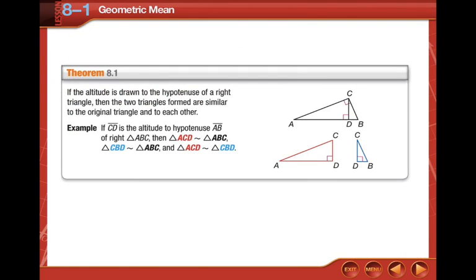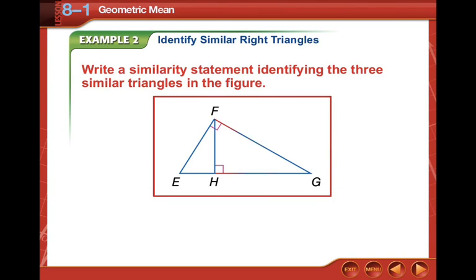The next thing is looking at right triangles. If the altitude is drawn to the hypotenuse of a right triangle, then the two triangles formed are similar to the original triangle and to each other. So let's look at an example with this. Here we have a right triangle with an altitude splitting it into two triangles now. The one is red, the other one is blue. And we need to write a similarity statement. So we're just going to write out the names of our triangles.